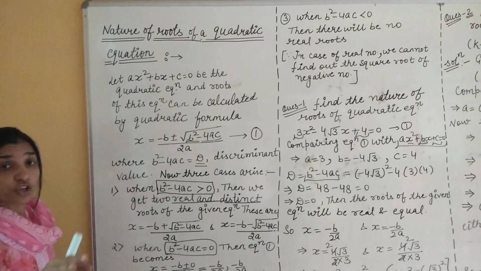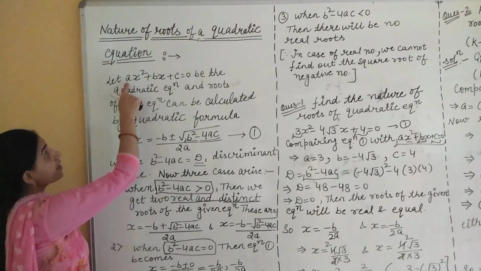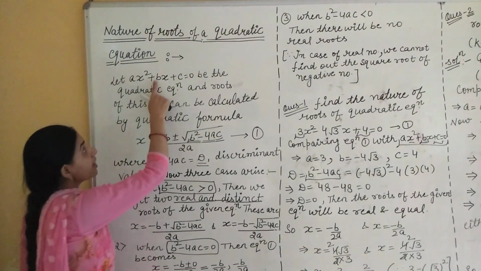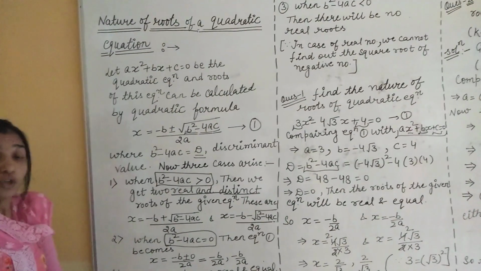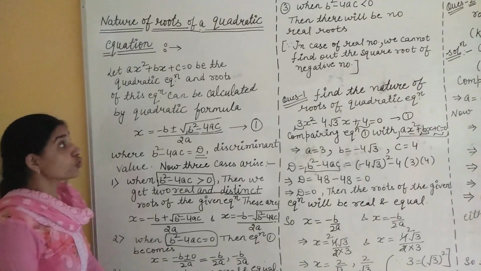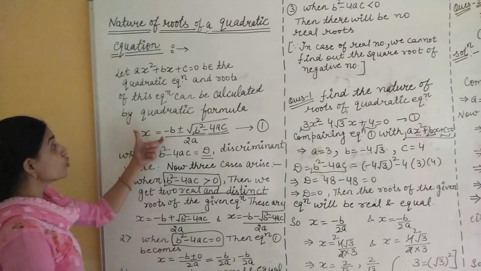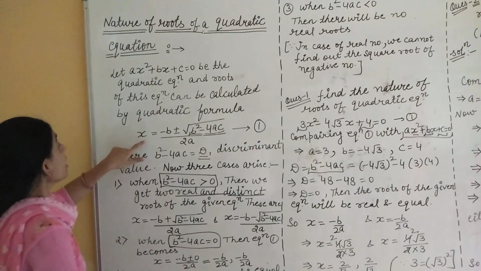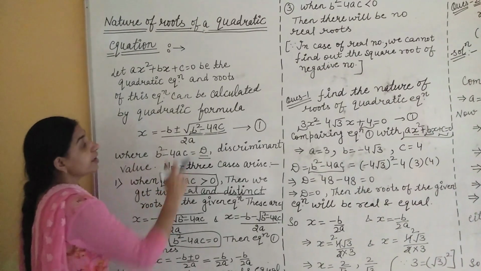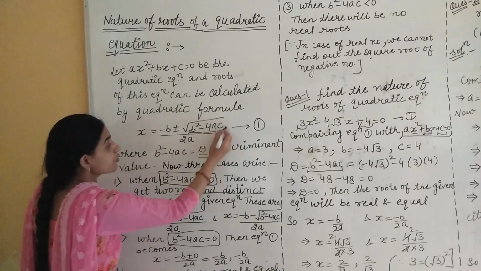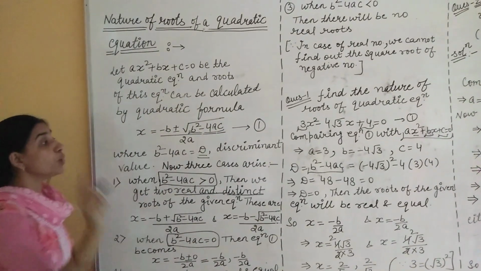To find out the nature of the roots, first consider a quadratic equation, that is ax square plus bx plus c is equal to 0. You know very well how we can find the roots of this equation by using the quadratic formula, that is x is equal to minus b plus minus under root of b square minus 4ac, divided by 2a.